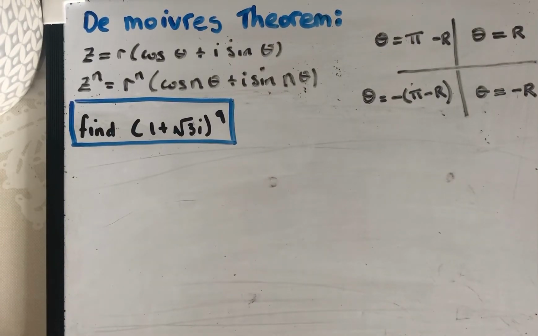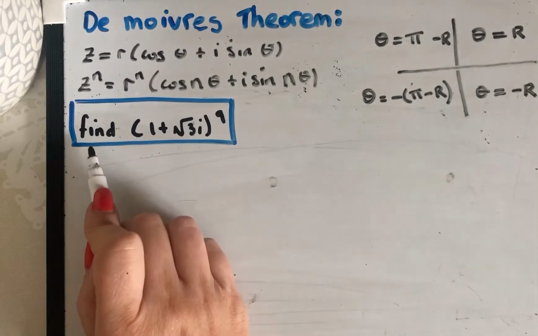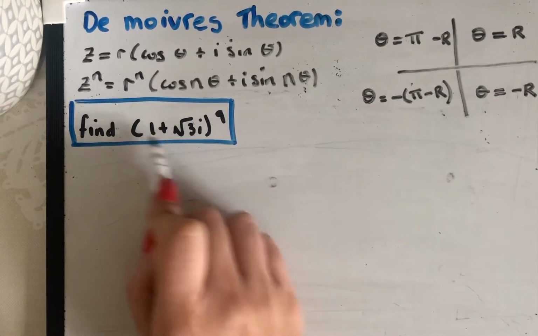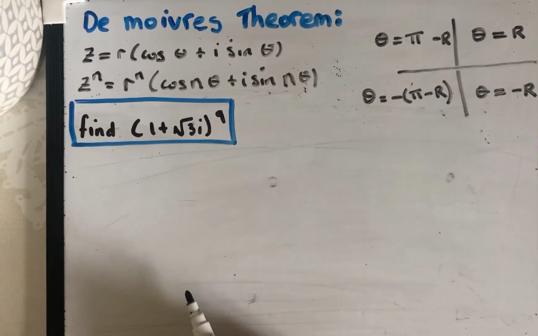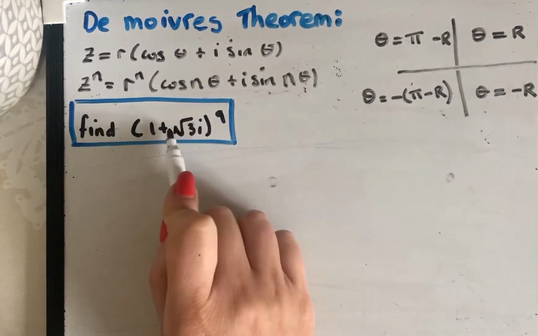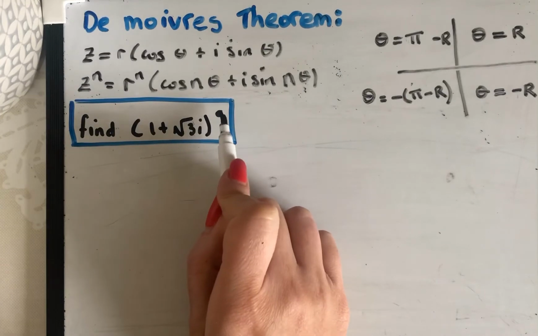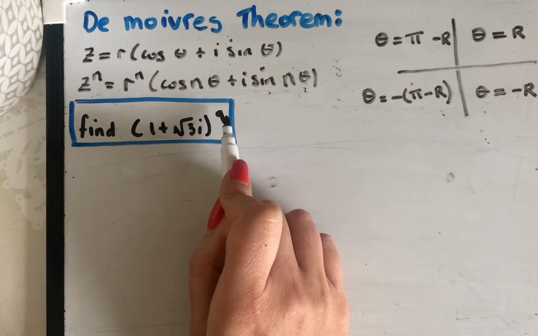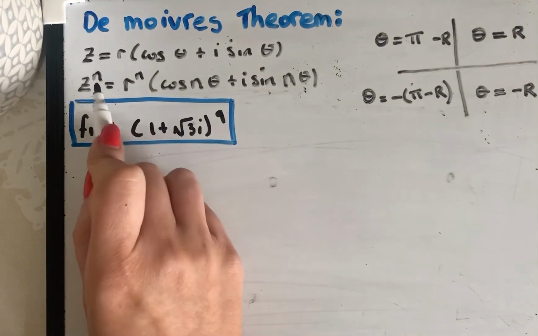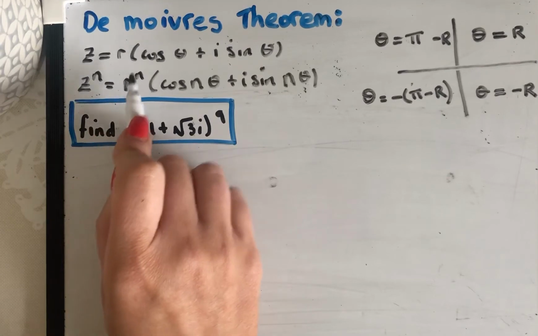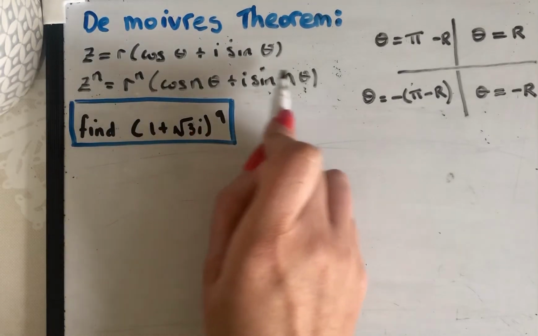This is the second video on De Moivre's Theorem. In our question we have to find (1 plus root 3i) all to the power of 9. We can see that we've got our complex number in rectangular form and it has a power on it. When you see a power on it, you know straight away it's going to be De Moivre. So we have z to the n equals r to the n, cos n theta plus i sine n theta.